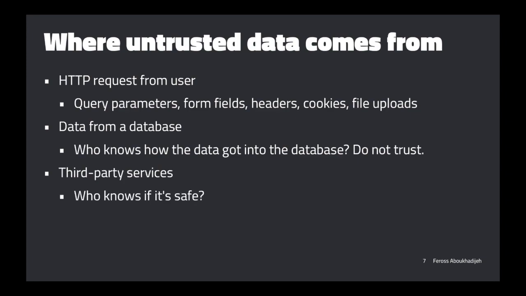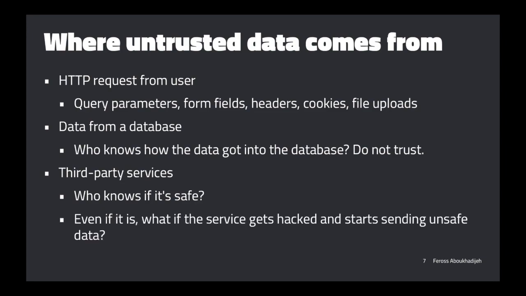Sometimes you get data from a third-party service. Who knows if it's safe? Who knows if it's returning data that you can just blindly add to your page? Furthermore, even if it is returning data that you can blindly add to your page, what if tomorrow the service is hacked and now it's returning data that you can't trust? So it's better to design your code in a conservative way, where when you get data back from anybody, you ensure that it's safe to add to your page before you add it. Does that make sense?